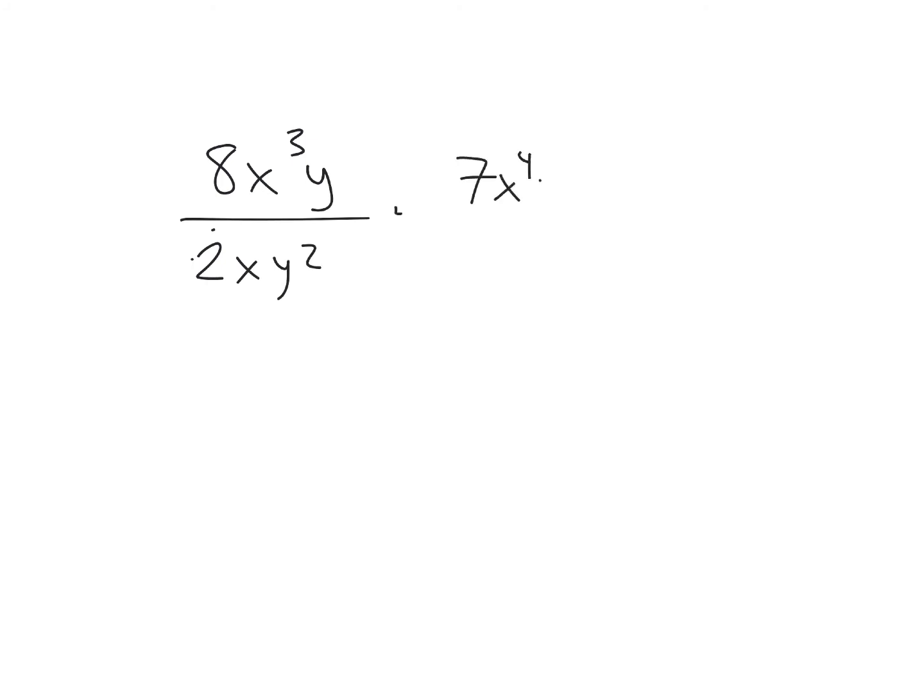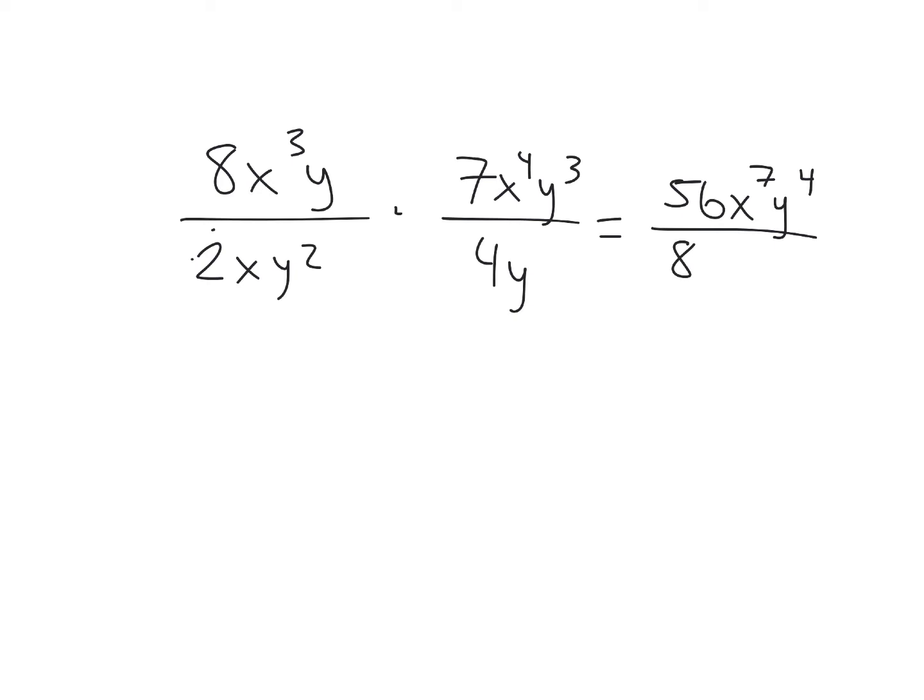So if you were to look at an additional example of this, you'd have 8x cubed times y over 2xy squared times 7x to the 4th y cubed over 4y. I'll go a little bit faster through this. So 8 times 7 is 56. X cubed times x to the 4th. Remember, we're adding those exponents, so that's 3 plus 4, that's 7. Now there's y times y cubed, so 1 plus 3 is 4. Then on bottom, 2 times 4 is 8. X, nothing, so bring it along. Y squared times y is y cubed.